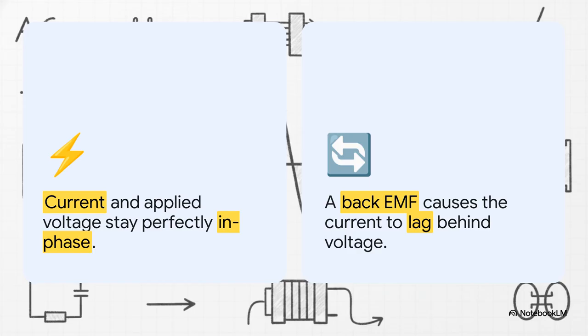But in the inductor, the changing current actually induces a magnetic back EMF that literally fights the change in current. This opposition physically drags the current, causing it to lag a full 90 degrees behind the voltage. The voltage is pushing hard, but the current is delayed. And understanding this lag? That is exactly how we design the motors that power your electric vehicles and household appliances.